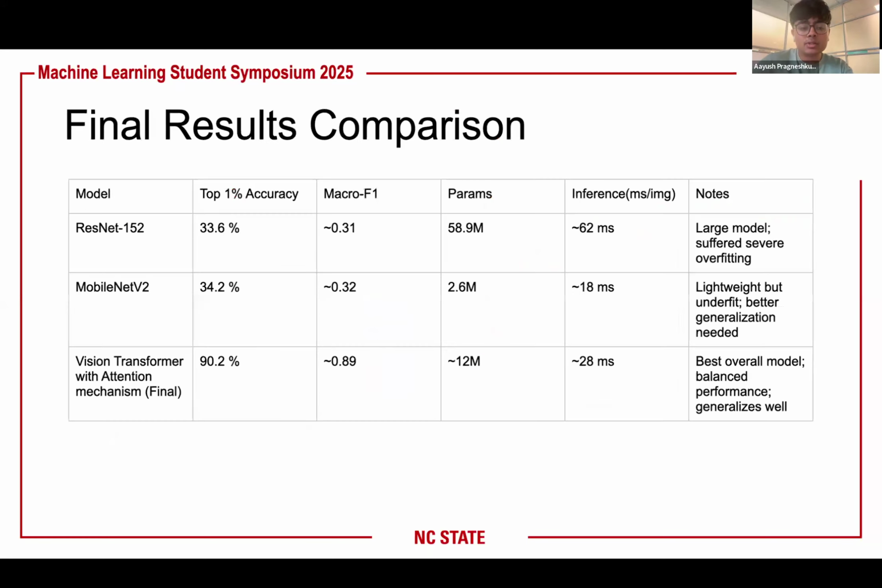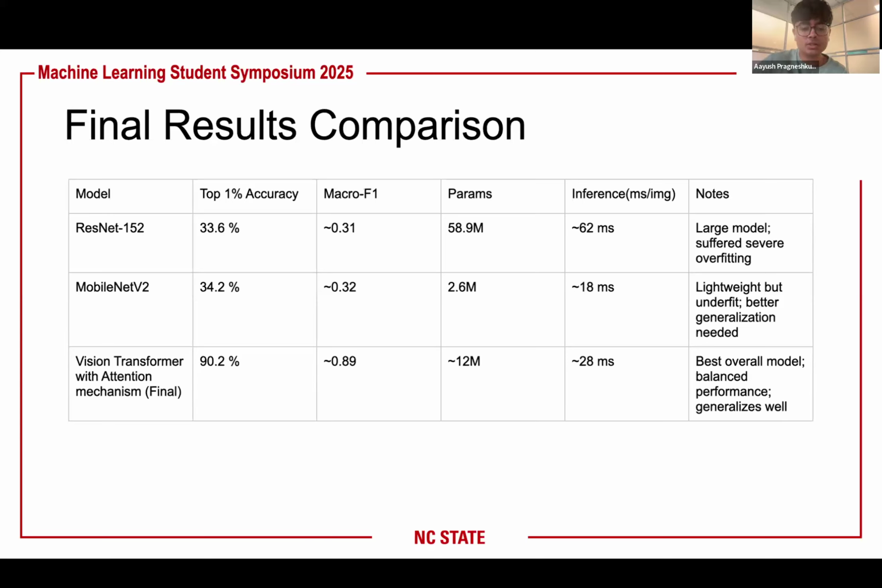So this is the final comparison of all the models which we built during our entire project. As you can see, the first one, ResNet 152, had only 33.6% accuracy, and it had the maximum amount of parameters. So based on that, we concluded that since this is a large model, it could have suffered from severe overfitting issues. Same for MobileNet version 2. It had 2.6 million parameters, and the accuracy was roughly the same. So it was lightweight, but it could have been suffering from model underfitting.